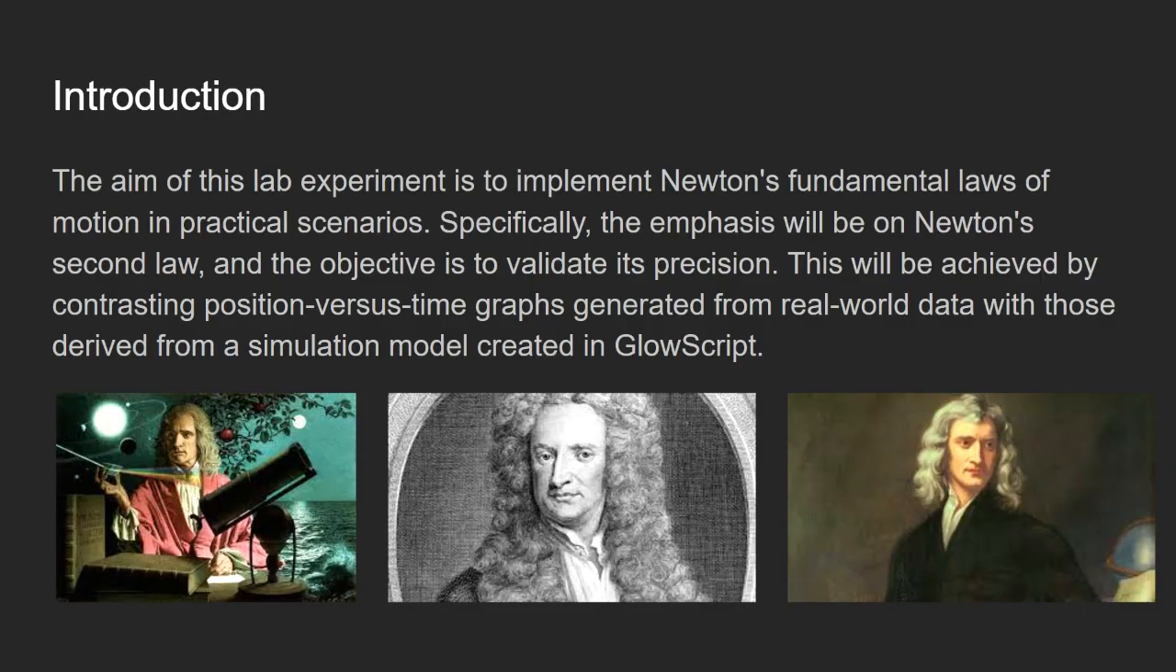As a little introduction to this lab, the aim of the lab experiment is to implement Newton's fundamental laws of motion in practical scenarios. Specifically, the emphasis will be on Newton's second law, and the objective is to validate its precision. This will be achieved by contrasting position versus time graphs generated from real-world data that we've taken from a video with those derived from a simulation model created in GlowScript.